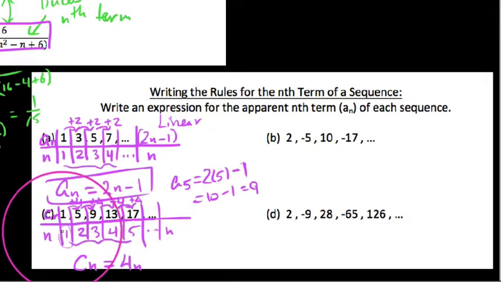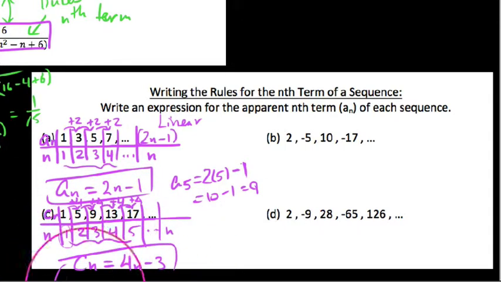If I were to take 1 times 4, would I get 1? No, I would get 4, which is 3 more than 1. And if I were to take 2 times 4, I would get 8, which is 3 more than 5. And if I were to take 3 times 4, I would get 12, which is 3 more than 9. So what we need to do here is identify what it's changing by every time and then modify it here. So our rule is 4n minus 3.